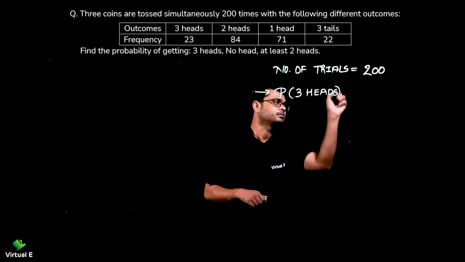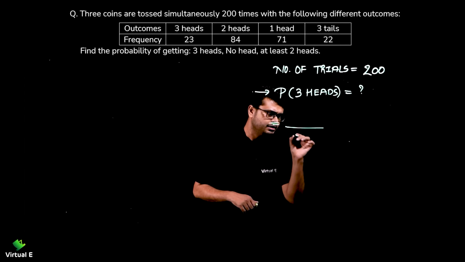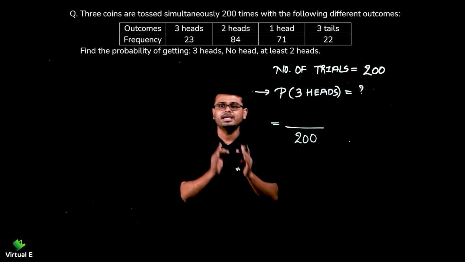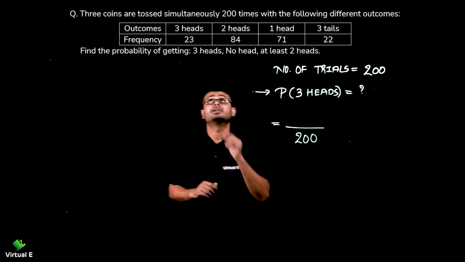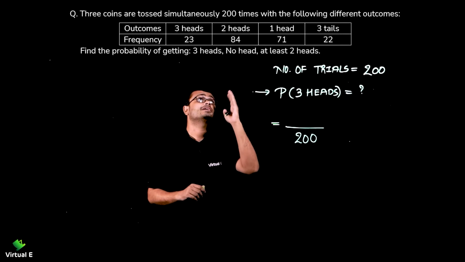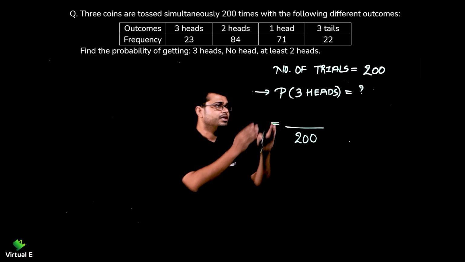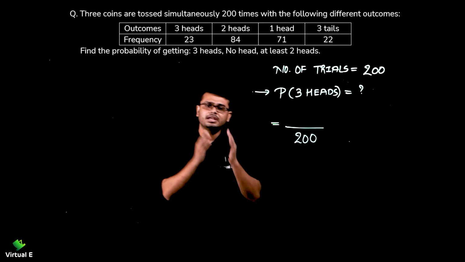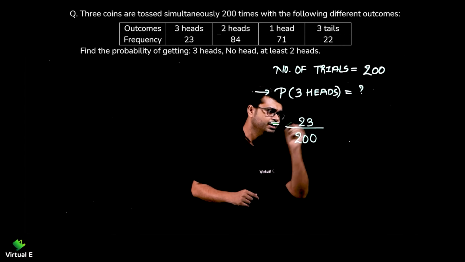Probability of 3 heads: how can we get it? The denominator is fixed, that is 200, the number of times we have performed the experiment. Then we have the table over here, with outcomes and frequency. How many times are 3 heads coming? 23. Very simple. We only take the outcomes related to 3 heads. That is 23 by 200.